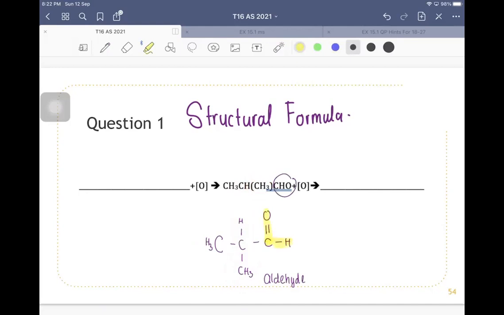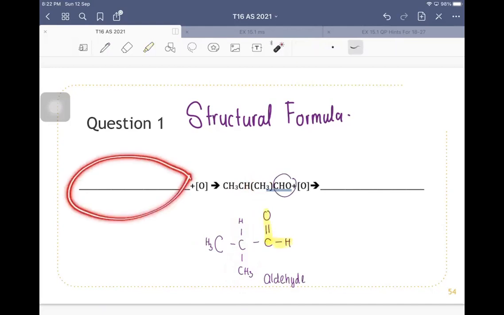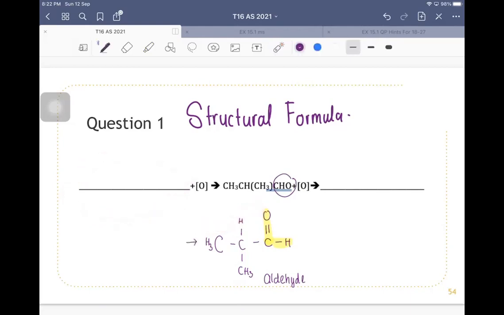That means I have to find the alcohol that produces this aldehyde upon oxidation. So I just have to do things in reverse, keeping the rest of the molecule the same, right? Because that's not the functional group, so I should not change anything from there.